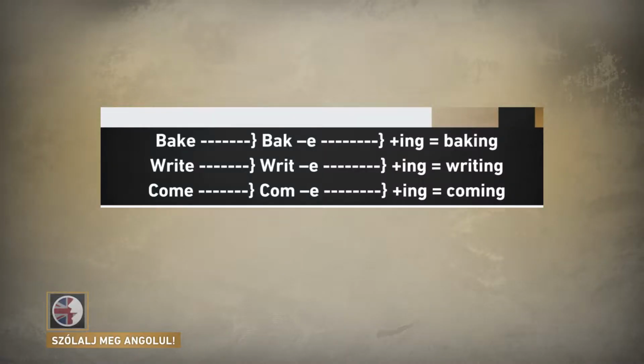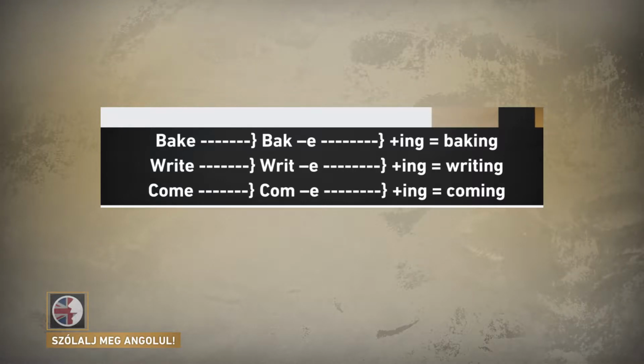The verb is to bake, but when we add the ing ending, we remove the E from the end of the verb first. Bake, baking, write, writing, come, coming.